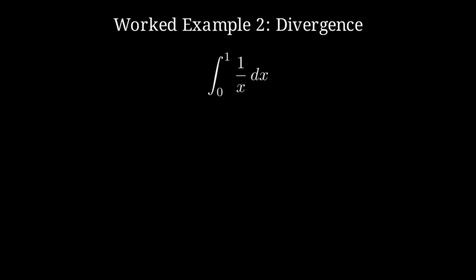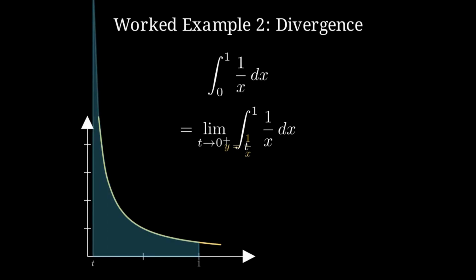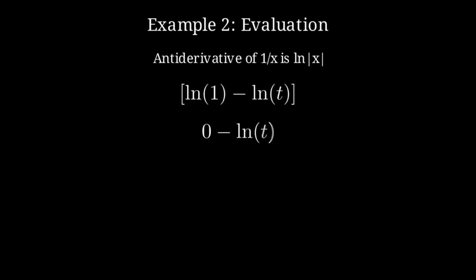Now let's look at 1 over x. We set up the same limit process. While this curve looks similar to the previous one, its rate of growth toward the y-axis is much faster, which changes the outcome. The antiderivative is the natural log of x. Evaluating at the boundaries gives us the natural log of 1, which is 0, minus the natural log of t.